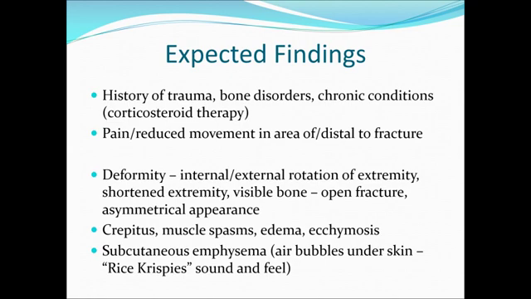Your patient with a fracture is going to have pain and reduced movement in the area of the fracture and beyond the fracture. There's typically going to be a deformity. Usually it's going to be a rotation of the extremity. It's going to be shortened. It's definitely going to be asymmetrical. So go back to your basic assessment where you're comparing one side to the other side.